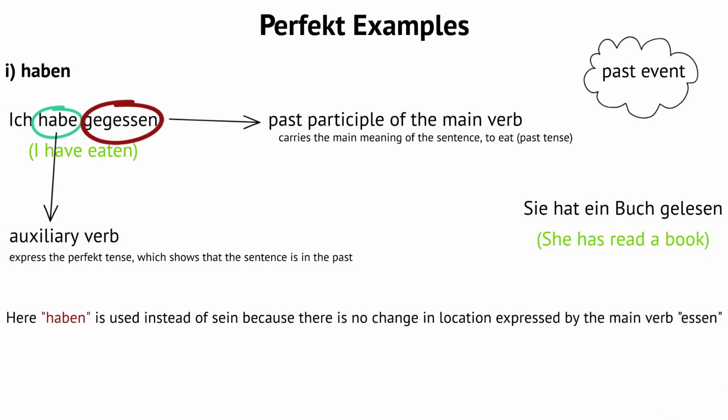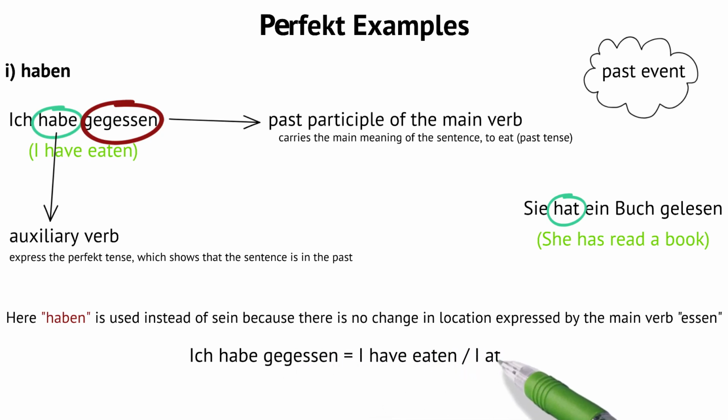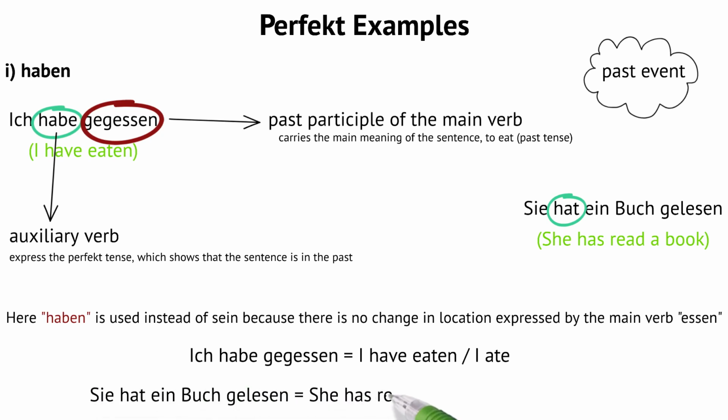It also uses the auxiliary verb haben conjugated as hat. Bear in mind that Ich habe gegessen can be translated as either I have eaten or I ate. Both translations are correct. Likewise, Sie hat ein Buch gelesen can be translated as either she has read a book or she read a book.